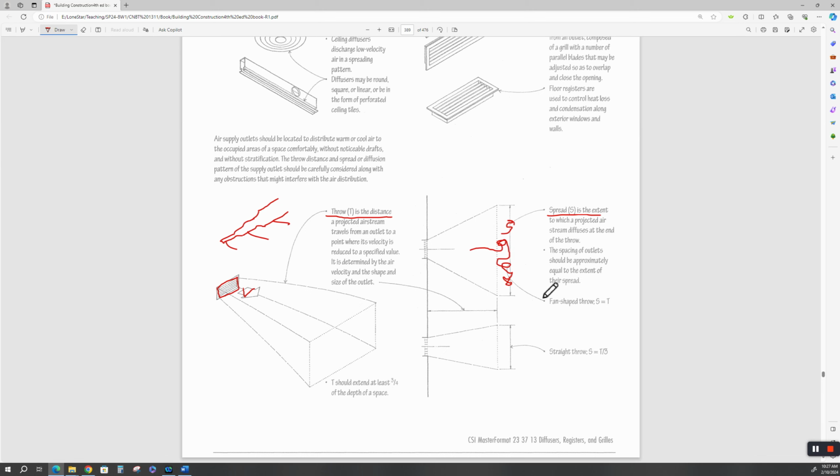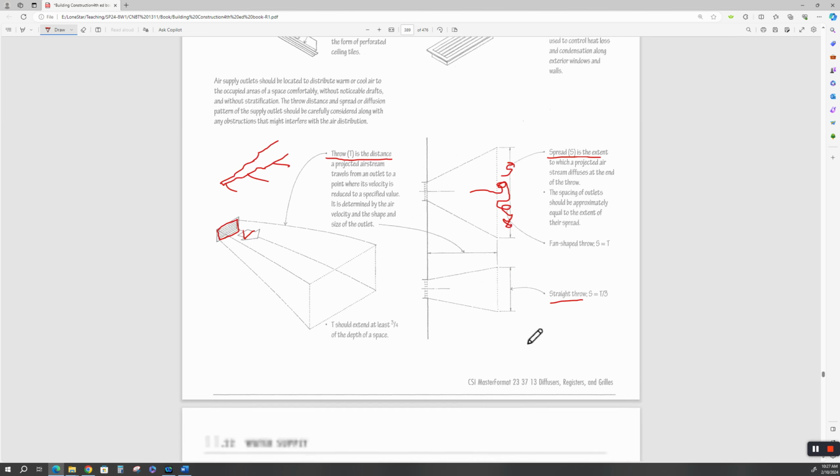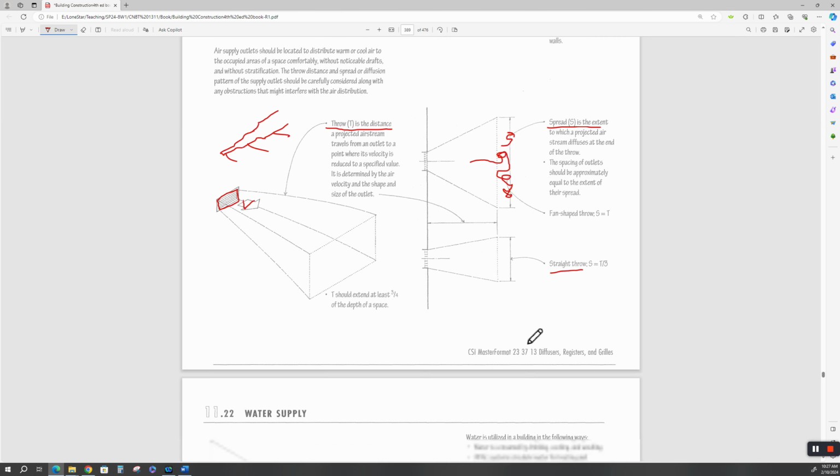Okay. All right. And for a straight throw, the spread is the total throw divided by a third, divided by 3. For a fan-shaped throw, the spread equals the throw. In other words, the distance that it's thrown out, that equals that distance. Again, these are balances that have to be taken care of by your mechanical engineer.